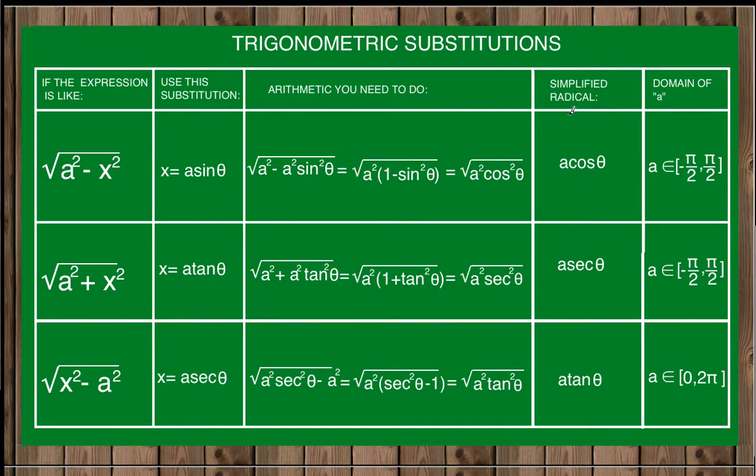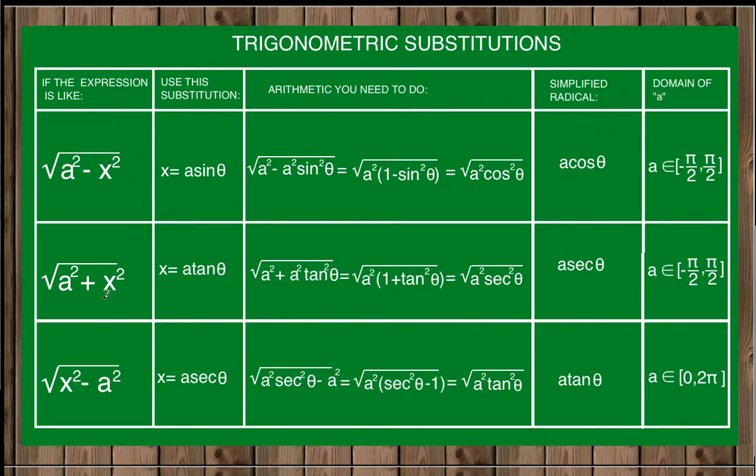Hi everyone. In this video, we are going to cover trigonometric substitutions. Before we go to examples, let's study this table. If the expression in the integral is like a squared minus x squared under the square root sign, then the substitution you're going to use is x equals a sine theta. This is the arithmetic you need to do, we're going to see in the examples, and your simplified radical will turn into a cosine theta.